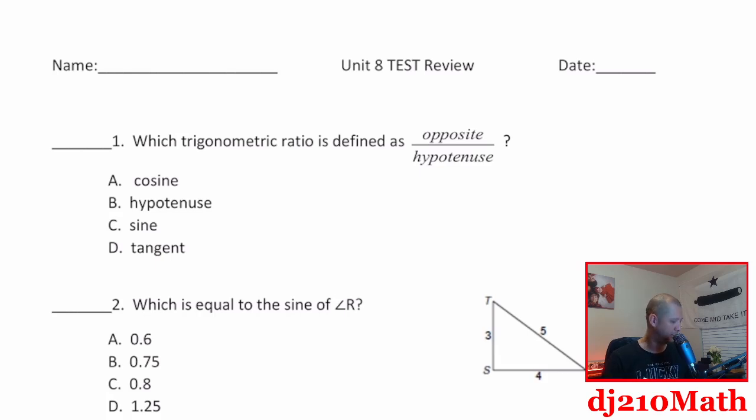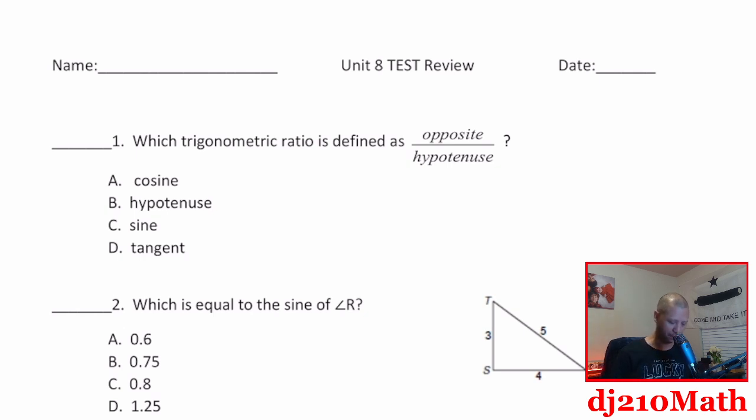Okay, Unit 8 test review. So, first off, we got to make sure we have our Inspire. And number one, which trigonometric ratio is defined as opposite over hypotenuse?